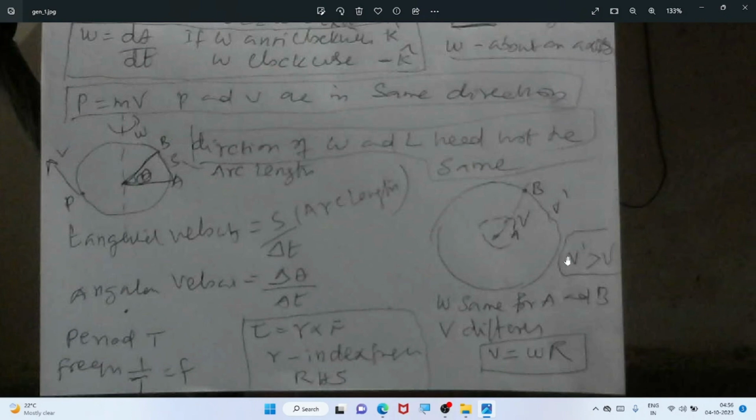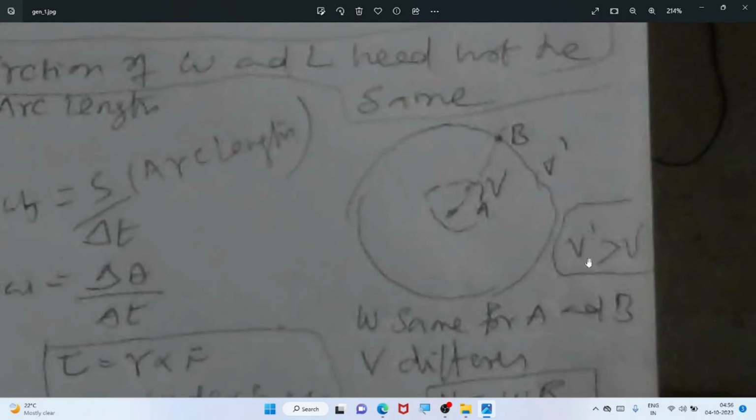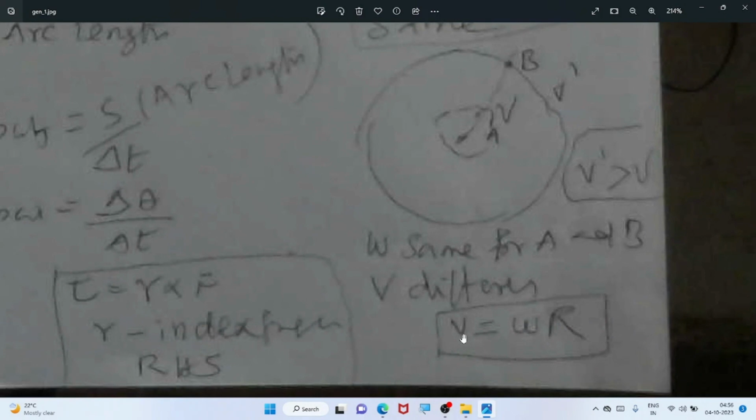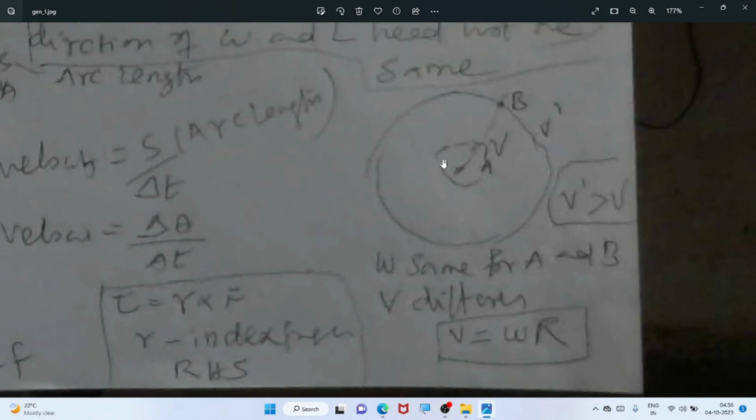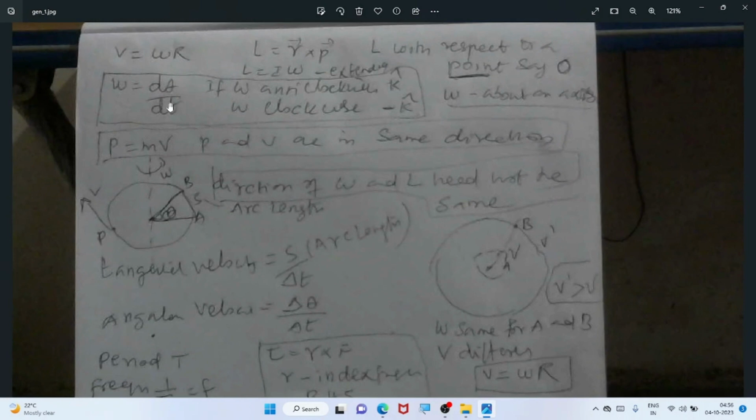So the relation between the linear velocity and angular velocity is this. This velocity will be greater than this velocity. Linear velocity equals angular velocity times radius. Here the radius is more, so the linear velocity is more than this one, where the radius is less. That is the angular velocity and linear velocity.